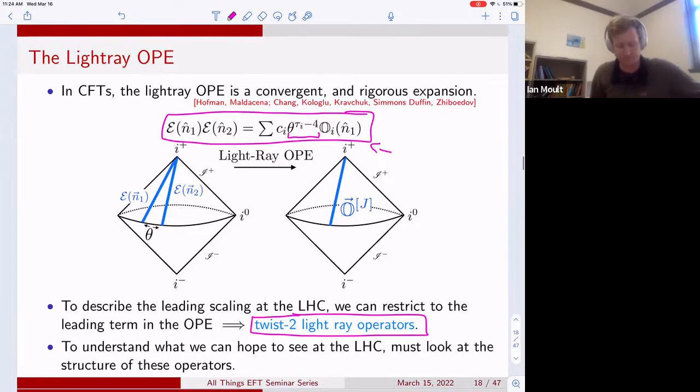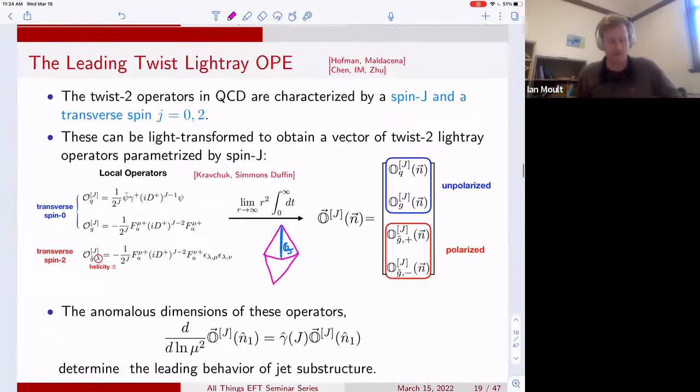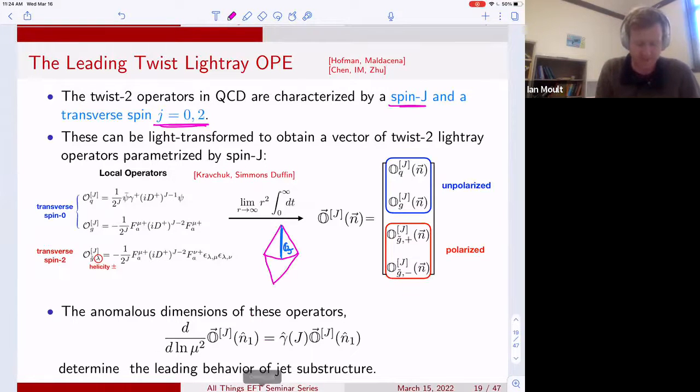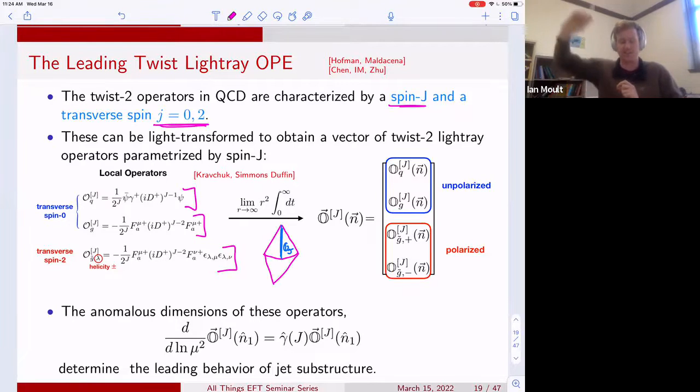Of course, the local twist two operators in QCD are extremely well known. They're characterized by a spin J and a transverse spin J equals 0, 2. These are very familiar objects, for example, in Peskin. You have one for quarks shown here, one for gluons, and then you have a transverse spin 2 one for gluons shown here. Much like how we took the stress energy tensor and integrated it along null infinity, you can do the same thing of integrating these operators along null infinity. This will give us the twist two light ray operators, which can appear in our operator product expansion.